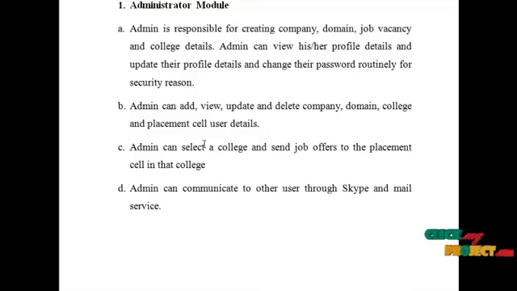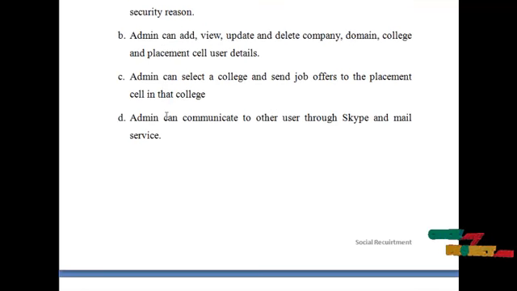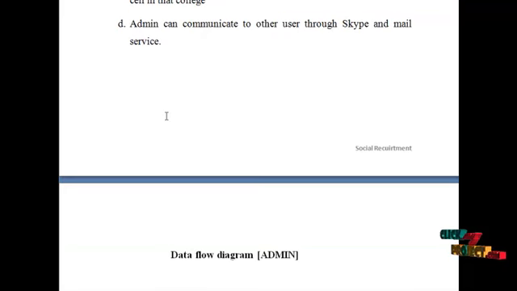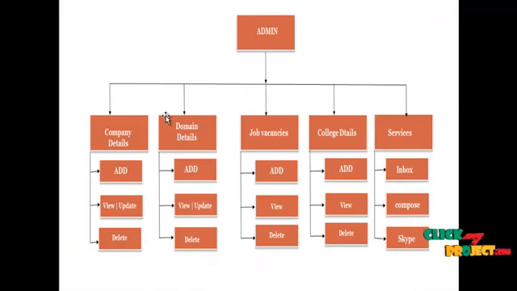Admin is responsible for creating company, domain, job vacancy and college details. Admin can view his or her own profile details, update their profile details and change their password routinely for security reasons. Admin can add, view, update and delete company, domain, college and placement cell user details. Admin can select a college and send job offers to the placement cell in that college. Admin can communicate with other users through Skype service or through mail services. The data flow diagram of the admin is as shown below.